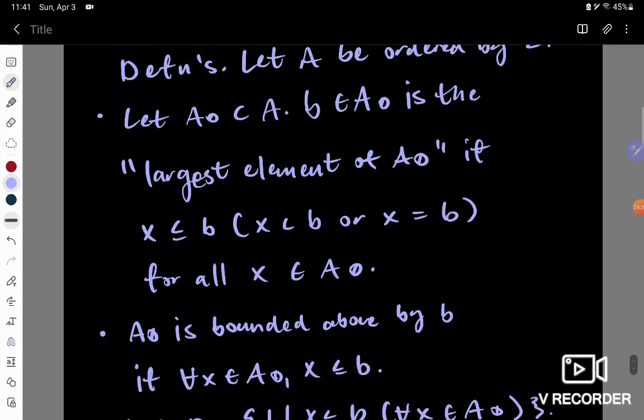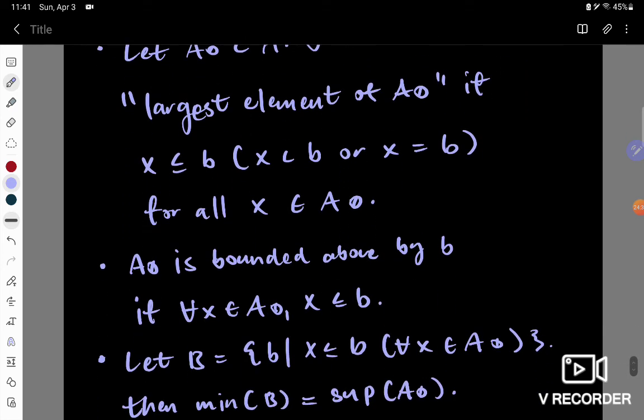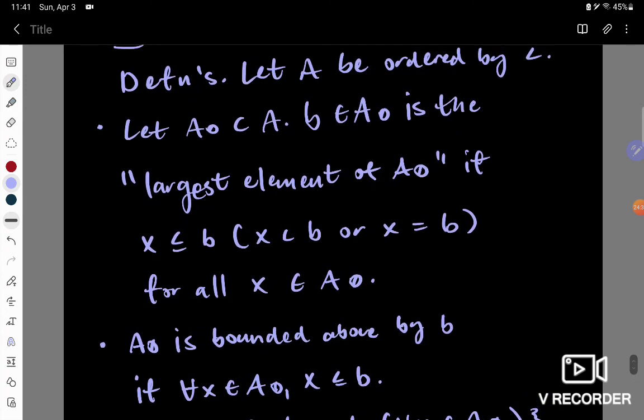And the second definition is that of being bounded above, or an upper bound. This upper bound definition says that for all x in A naught, x is less than or equal to b. This might seem similar to the largest element, but for one small subtlety: in the largest element of A naught, this implies that b is an element. So b, in fact, is in the set A naught.